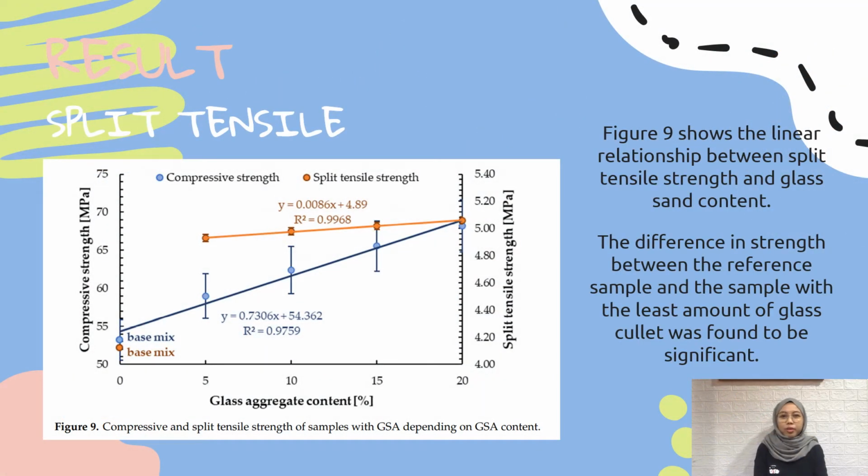Lastly, results for split tensile. Figure 9 shows the linear relationship between split tensile strength and glass sand content. The addition of 5%, 10%, 15% and 20% by weight of glass sand aggregate increased the split tensile strength compared to the reference sample by 19.7%, 20.9%, 21.8% and 22.8% respectively. The difference in strength between the reference sample and the sample with the lowest addition of glass cullet was significant.